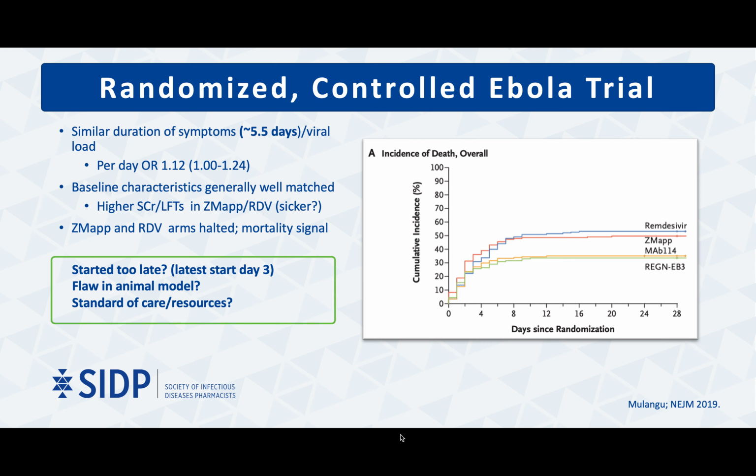Second, was there a flaw in the animal models used for Ebola that explained the seeming discordance between benefit in non-human primates, but not seen in humans? Third, did standard of care or resources impact each arm equally? So the trial was notably impacted by militant groups in the area, which would constantly disrupt medical care due to mistrust of medical facilities and medical providers.